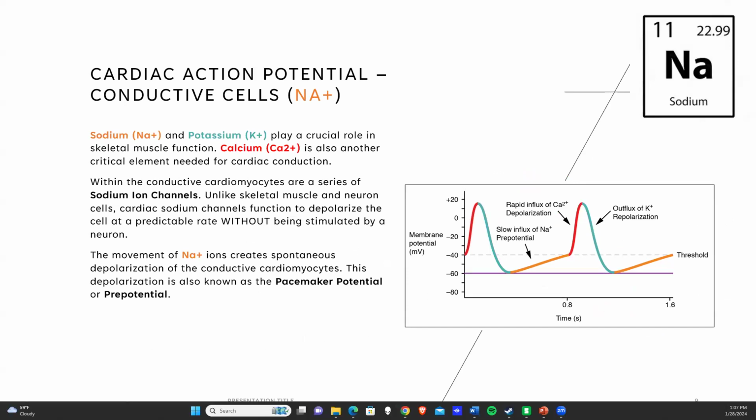So there are several key elements or minerals that are responsible for the function of the heart. Within the conductive cardiomyocytes, there's a series of sodium ion channels. These ion channels do not need a voluntary stimulus to depolarize, but rather they do so at a predictable rate. This is known as the pacemaker potential, and this is seen right here on the orange line. This is what initiates the beat of the heart, or the depolarization.